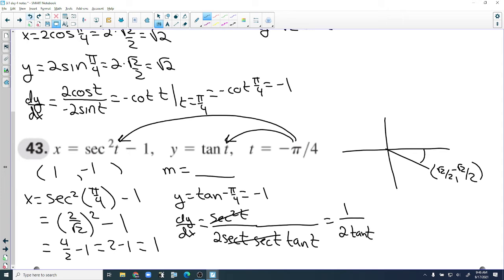There's dy over dx. We're going to evaluate this at negative pi over 4. So that's 1 over negative 2, because tangent of negative pi over 4 is negative 1. So negative 1/2. The answer: y plus 1 is equal to negative 1/2 times x minus 1. Old question, new derivative. We'll do that a lot.